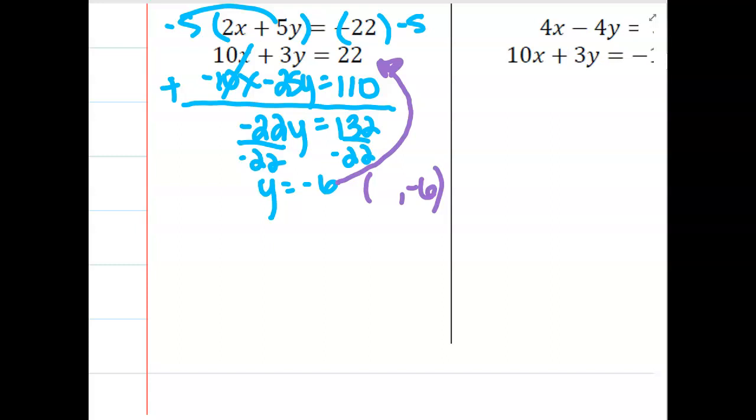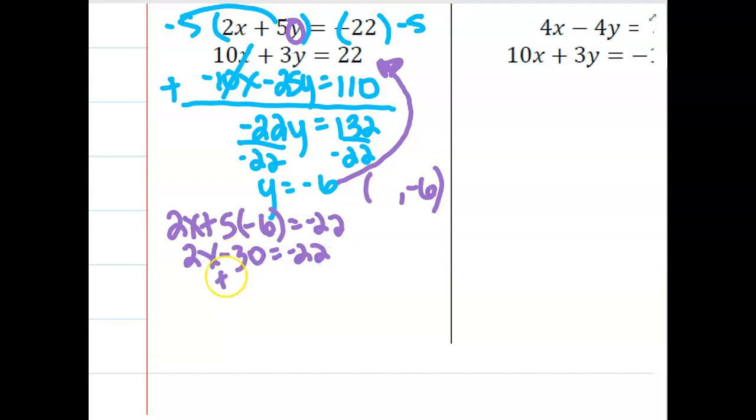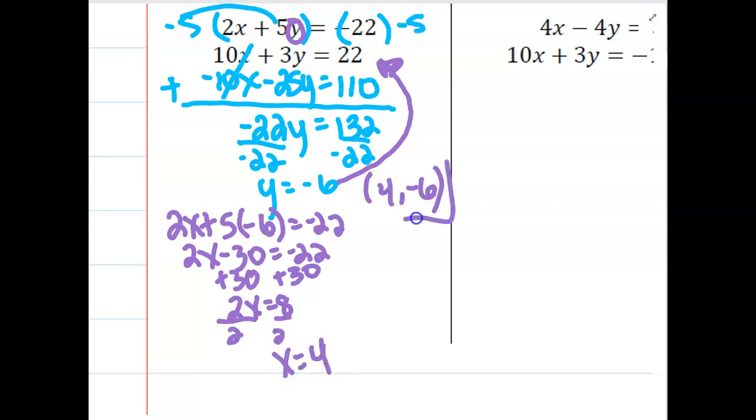This first equation maybe has a little bit smaller numbers, so maybe we plug it into that one. Now remember, since it's y equals negative 6, you have to plug this in for y. So we're going to do 2x plus 5, instead of y, we'll plug in negative 6 equals negative 22. So we'd have 2x minus 30 equals negative 22. Add 30 to both sides. So we get 2x equals 8. Divide by 2, and we get x equals 4. For an answer of 4, comma negative 6.